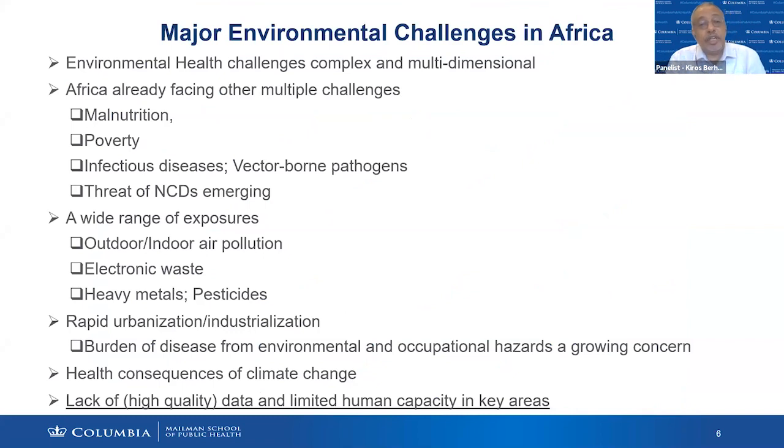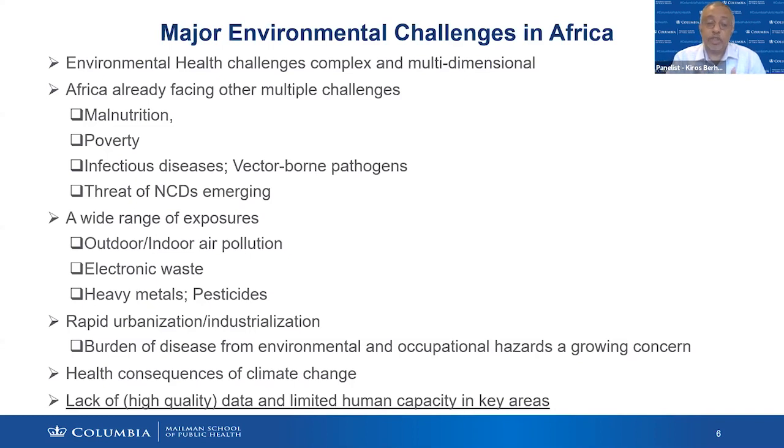So the major environmental challenge in Africa, again, Gwen has already talked about it. The challenges are complex and multidimensional. We know that Africa has already been facing multiple challenges other than environmental health: malnutrition, poverty, infectious disease, vector-borne pathogens, and the threat of NCDs that are really emerging. But we also have a wide range of exposures on the environmental side, including outdoor and indoor air pollution, electronic waste, heavy metals, pesticides, and so on. And we also have rapid urbanization, population growth, and rapid industrialization, and the increasing recognition that the burden of disease from environmental and occupational hazards is actually growing.